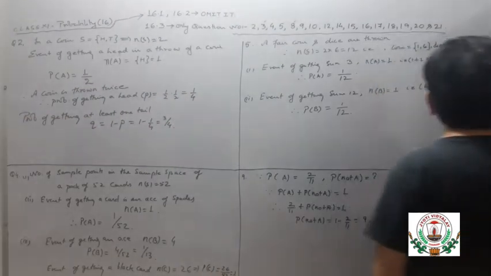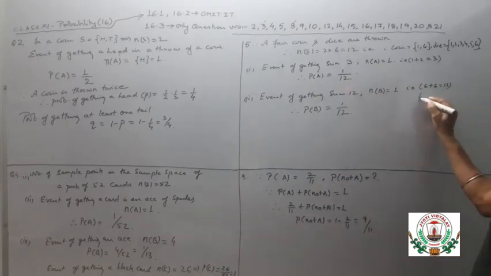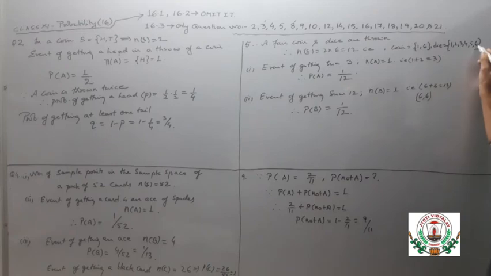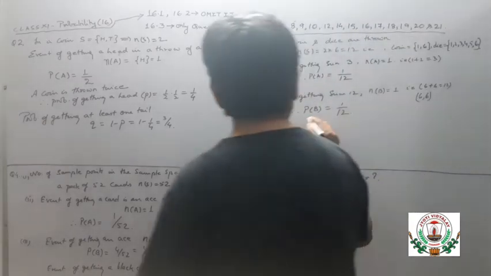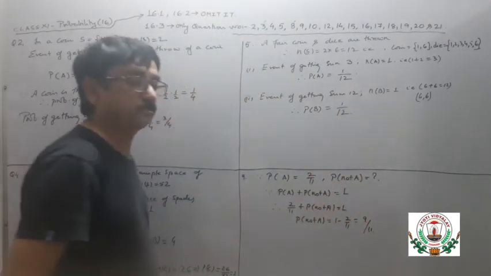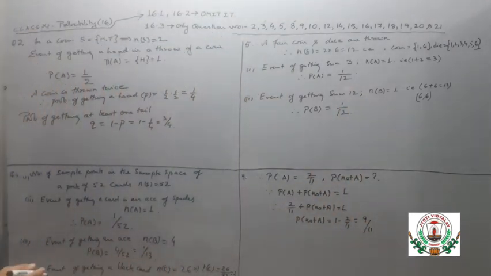Now for sum 12, only one ordered pair will be formed: 6 and 6. One number I am going to take from here, and 1 from here. So 6 + 6 will become 12. Apart from this there is no number whose sum is 12. So the event of getting a sum 12, probability of B, will also equal 1/12.